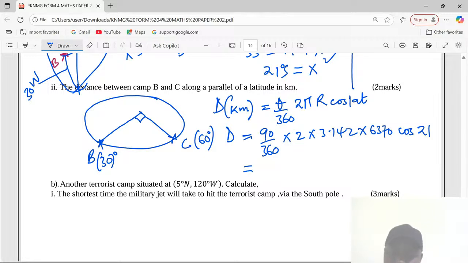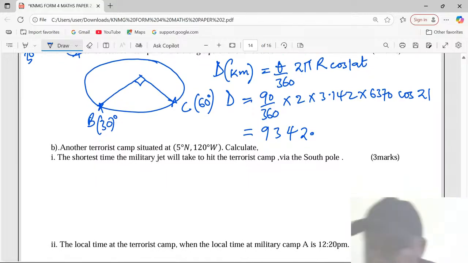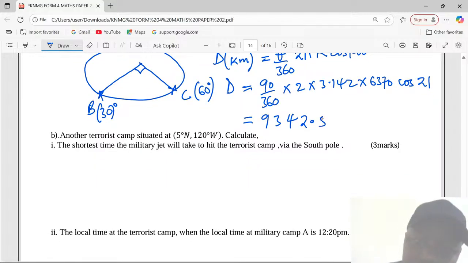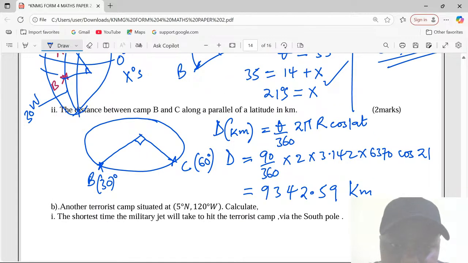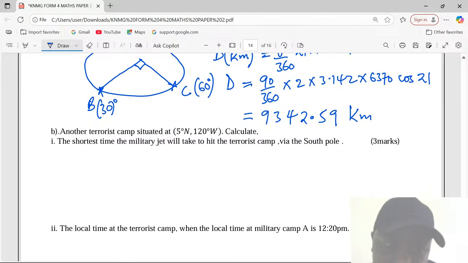So I'm having 9342.59 kilometers as the distance. Are we given any instructions about the accuracy? No. So we stick to 2 decimal places that way.